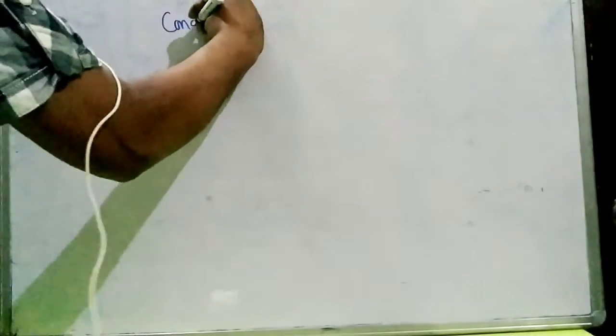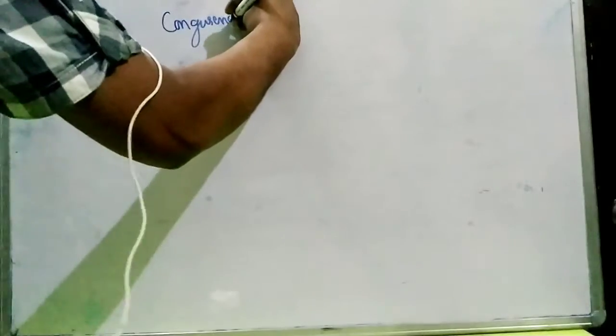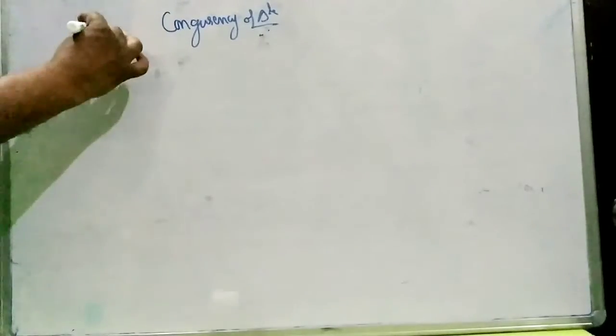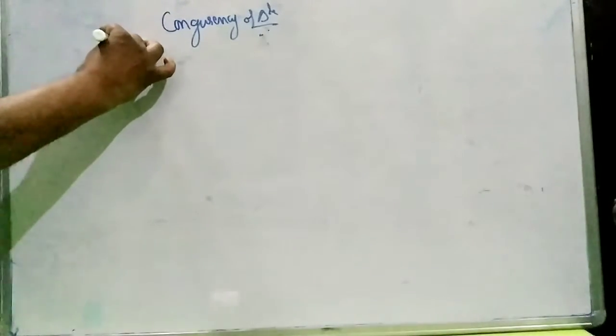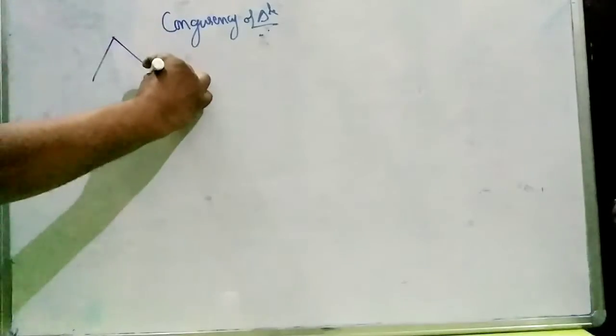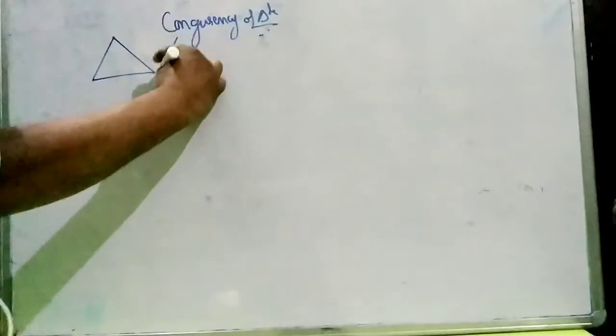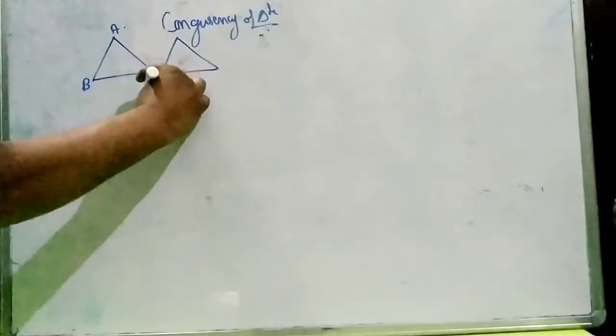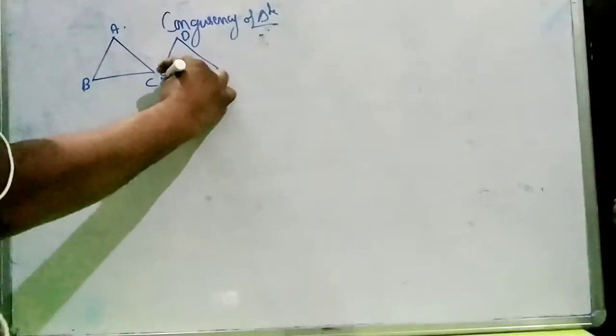Now, the congruency of a triangle. Congruency of a triangle means that when two triangles are compared in such a way that when they lie on each other, they completely overlap. There are certain conditions behind it. Suppose there are two triangles, A, B, C and D, E, F.